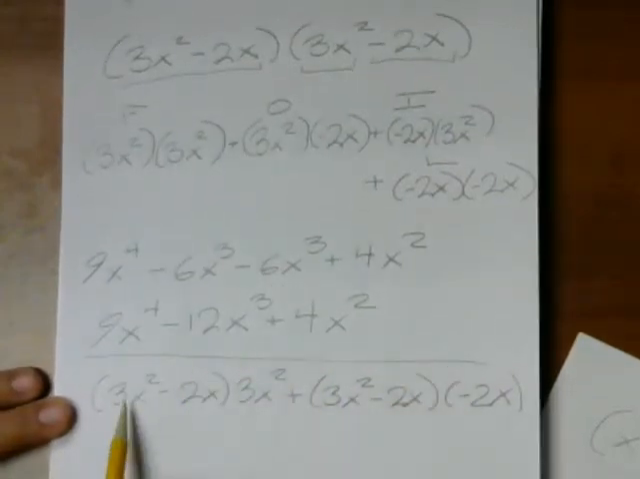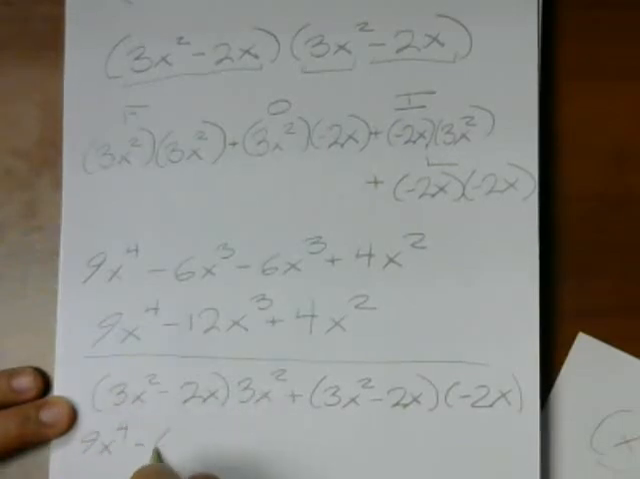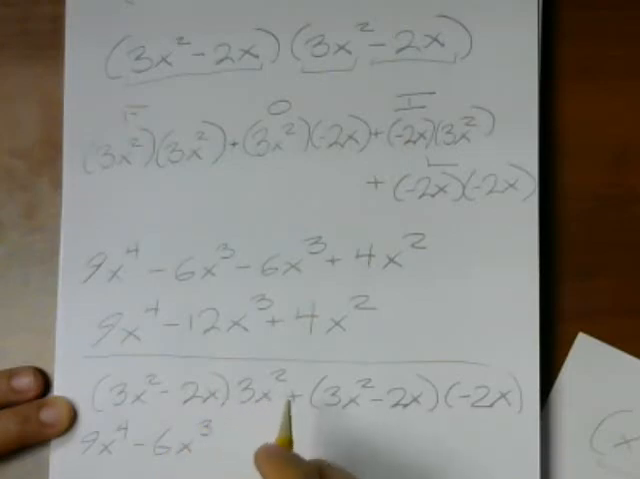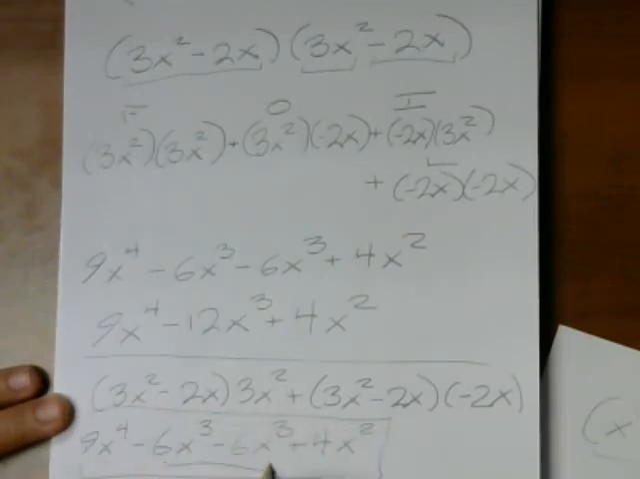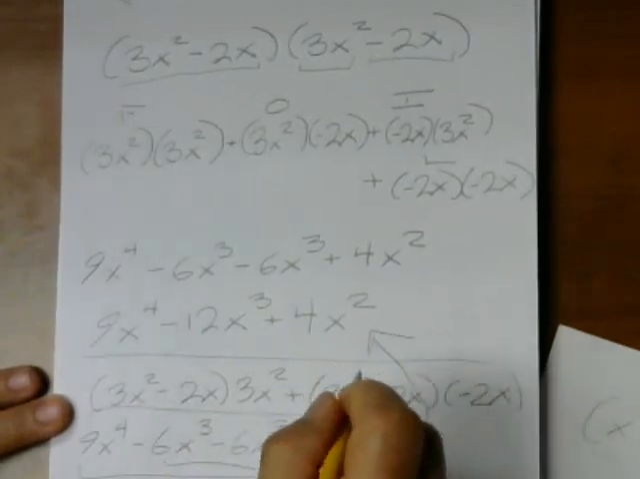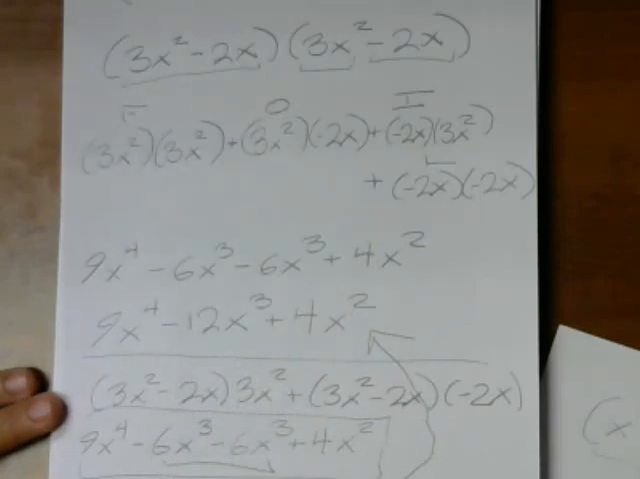And just to show you, if I take this times this, I get 9x to the fourth. Here I get minus 6x cubed. Here I get another minus 6x cubed. And now here I get a plus 4x squared because we have two negative 2's. And notice that when I combine these two terms in the middle, it gives me this thing right here.